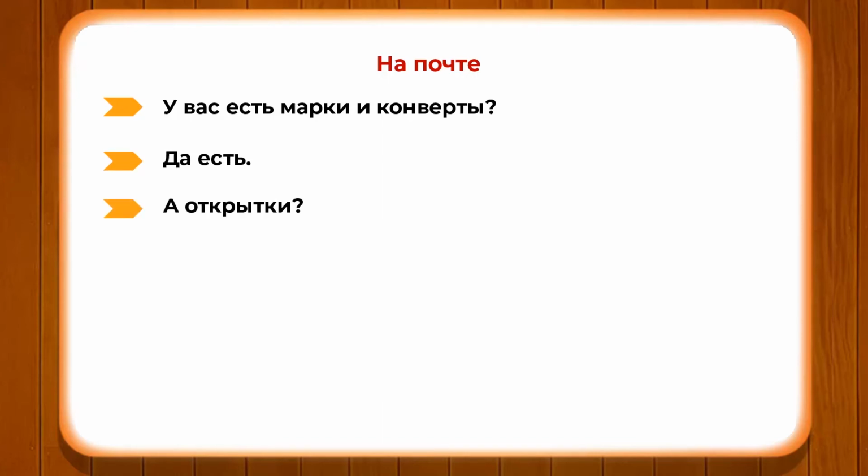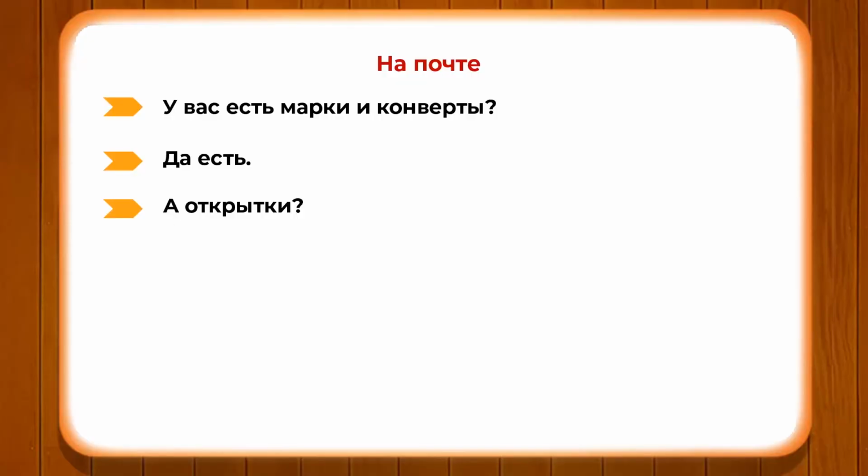Открытки, as we know that in this particular dialogue, we have used certain words which exclusively belong to the place, the post office. That is why the title is at the post office or na pochte. So you have already learned a few meanings like marki and converti. Marki means stamps, converti means envelope, and открытки means greeting cards in Russian. Тоже есть means also have.